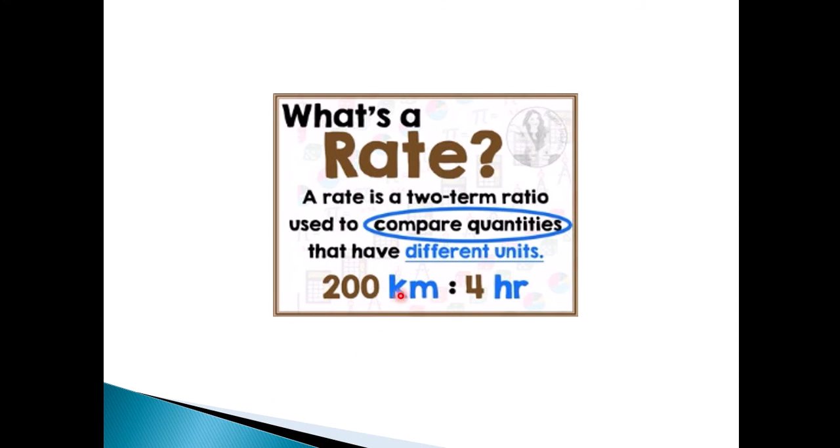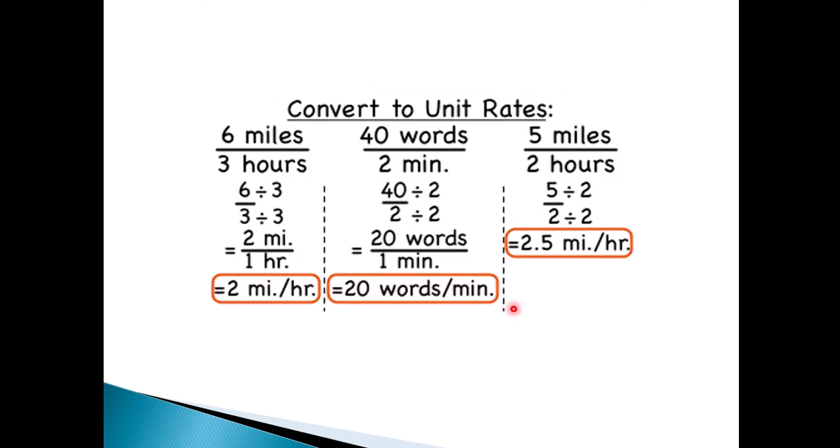For example, 200 kilometers is to 4 hours. The units are kilometer and hours, so they are different. And convert to unit rates. So we have it here. An example, 6 miles over 3 hours. We just simply simplify that, and then we will get 2 miles per hour. And then 40 words over 2 minutes, that's going to be 40 divided by 2. And then we simplify that, that's going to be 20 over 1. Therefore, 20 words per minute.